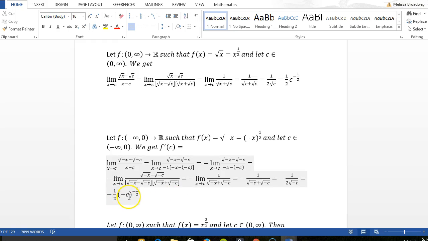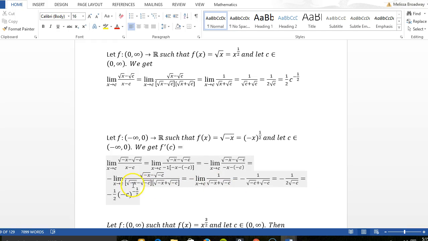Negative c is a positive number, and so negative c to the negative half would still be a positive number. But then you take that positive number and you multiply it by the negative 1/2 right here where my cursor is, and this overall term is going to wind up being negative. Just this whole term right here, that is. But anyway, there's that. I know that was a little bit heavy going.